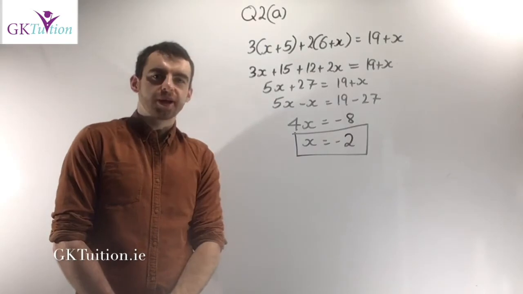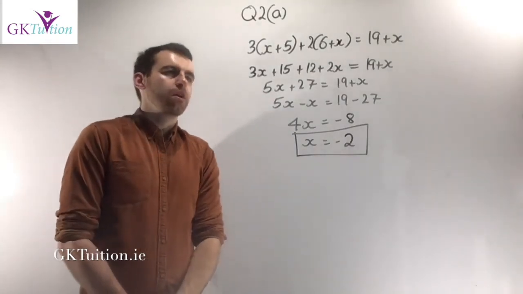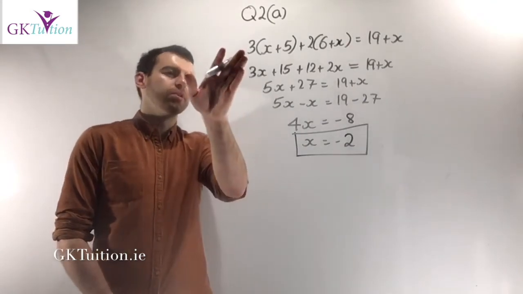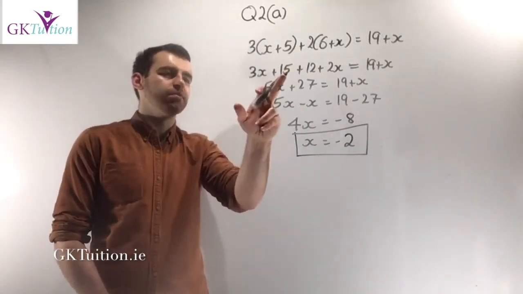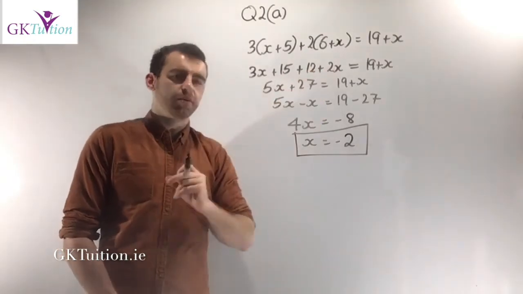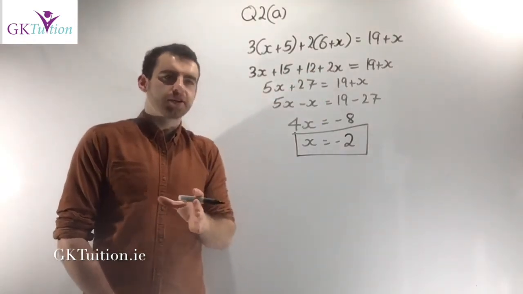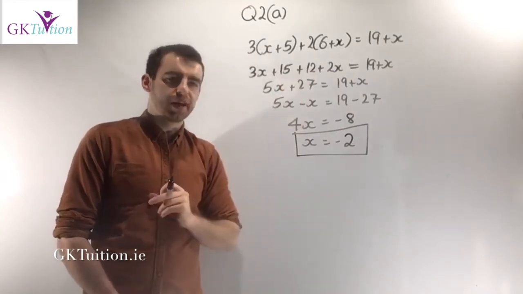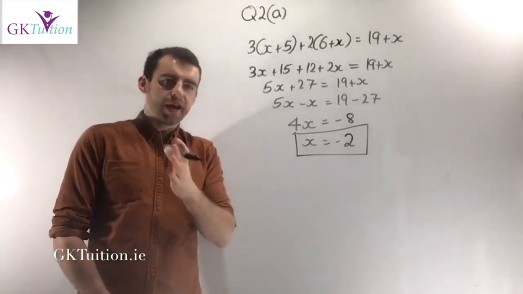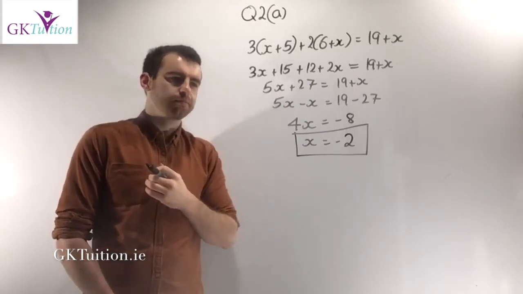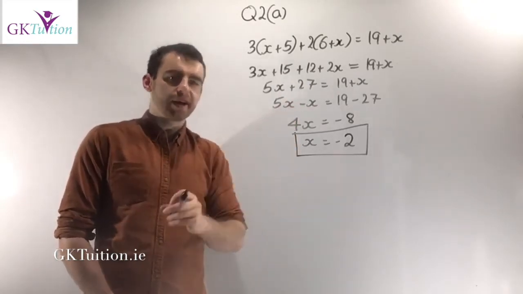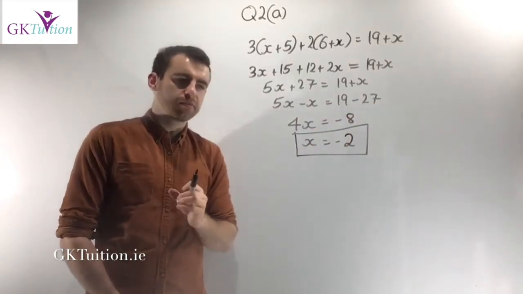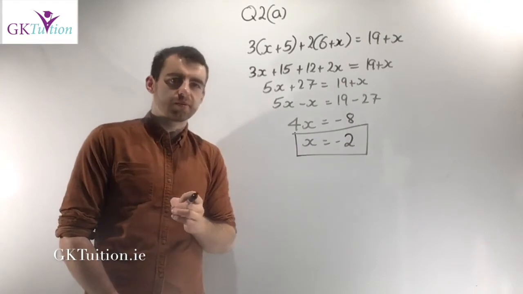Okay, question 2 part A here was quite straightforward. All I needed to do here was to multiply out at first. So what I did on the first line was I multiplied out my brackets and I got 3x plus 15 plus 12 plus 2x. I then grouped my like terms. 3x and 2x gives me 5x, 15 and 12 gives me 27. I then decided to move all my x's to one side and all my numbers to the other side. 5x minus 1x is 4x, and 19 minus 27 is minus 8. I then divided both sides by 4, and I got x equals minus 2 as my final answer.